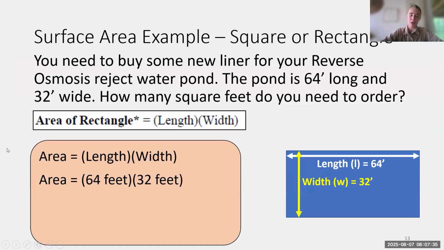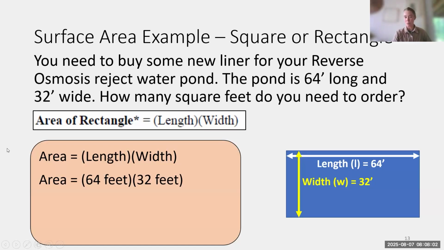So for this question, we're looking at area of a rectangle. That's going to be the equation that we're working with. And to find the area of a rectangle, all we're doing is taking the length of that area and multiplying it by the width. So the length is always the long side of that rectangle, and the width is going to be the short side of that rectangle. So in this problem, the length is 64 feet and the width is 32 feet.